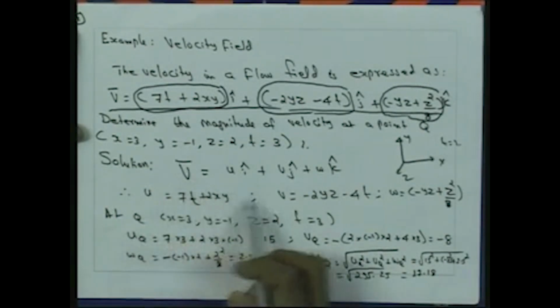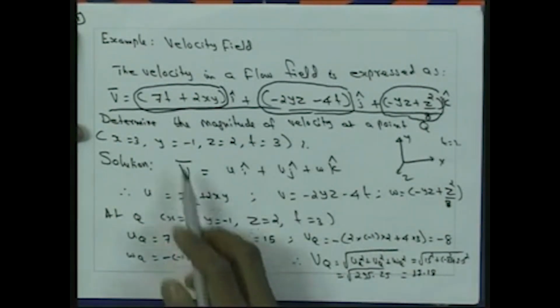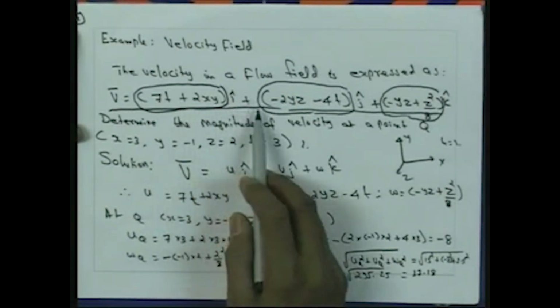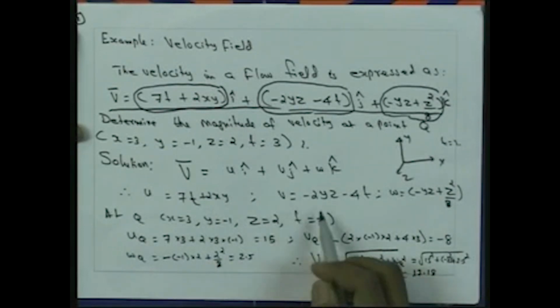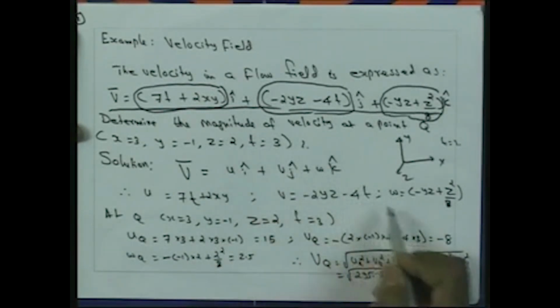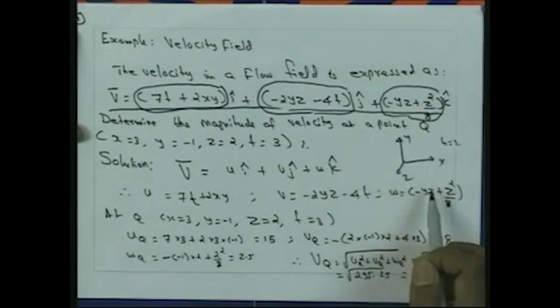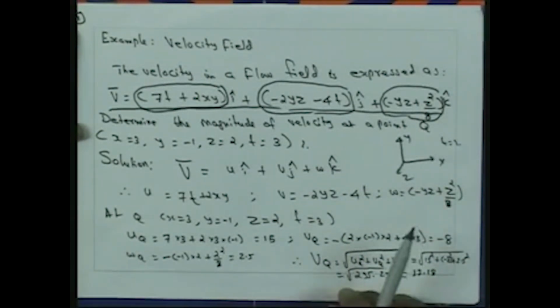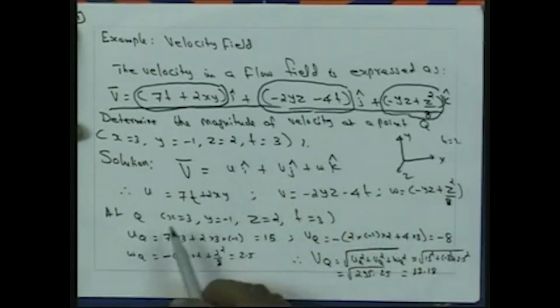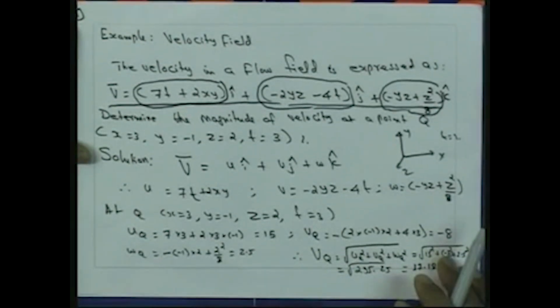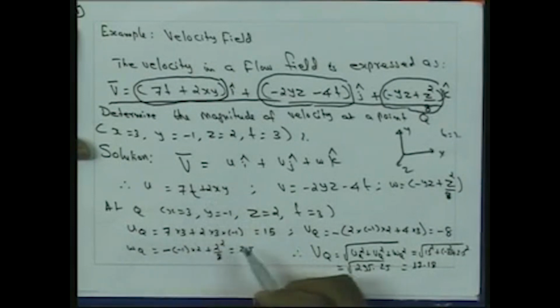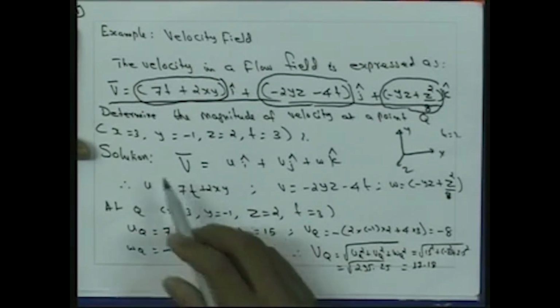So here, with respect to the given equation for the velocity field, u is 7t plus 2xy, v is minus 2yz minus 4t, and w, the velocity in the z direction, is minus yz plus z square by 8. The position of the point is already given, x equal to 3, y equal to minus 1, and z equal to 2, and the time is also given as 3.